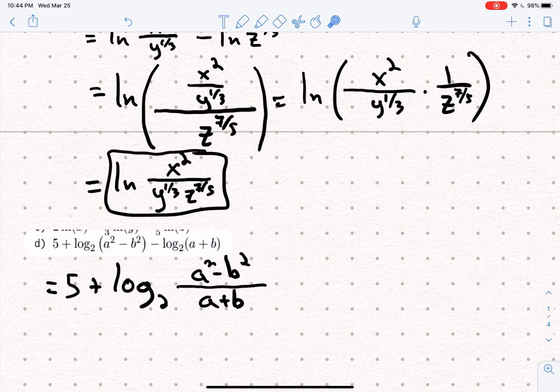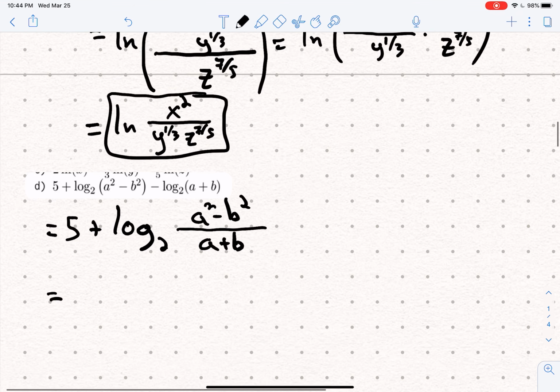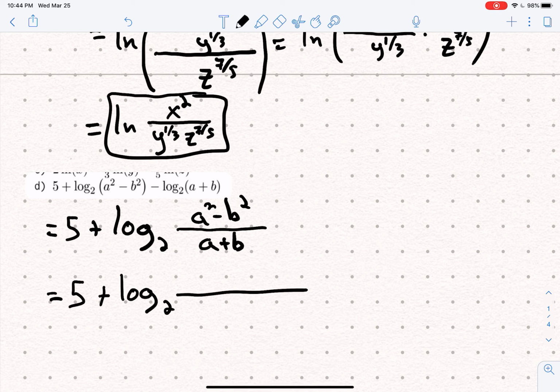We cannot do anything to combine the 5 with this log. However, there is one more thing that we can do inside here, which is this a squared minus b squared, we can factor. This is one of those ones which, if you just know it, if you have it in your head, that's great. If you don't, you can write two parentheses next to each other and see if you can figure out how to factor that thing. What you're going to end up with is a plus b times a minus b. And if you try multiplying that out using FOIL, you're going to see that you get a squared minus b squared. The bottom of this fraction is a plus b.